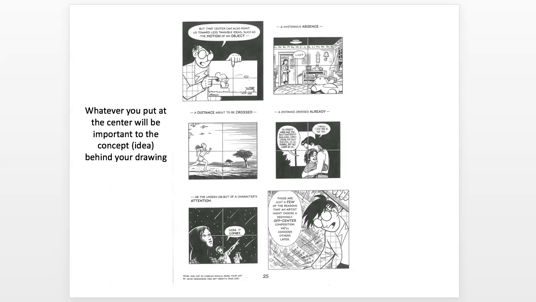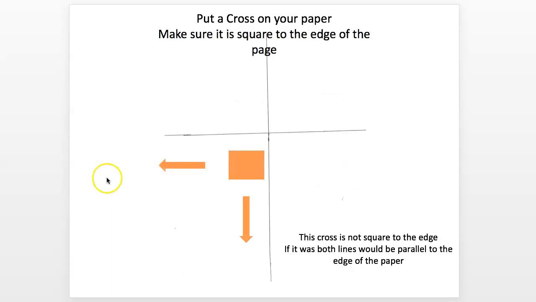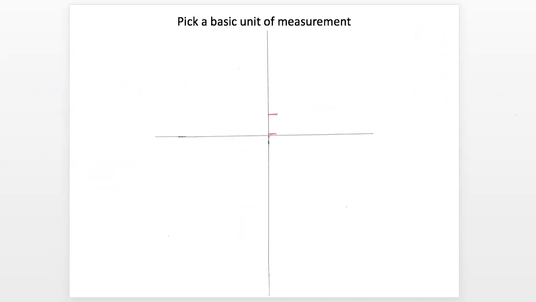Okay? So after you put the cross on your paper, after you decide which direction you should go, landscape or portrait, you put a cross on it. Then you're going to do something which I call picking a basic unit of measurement. Here is my unit. They're like, what do you mean?